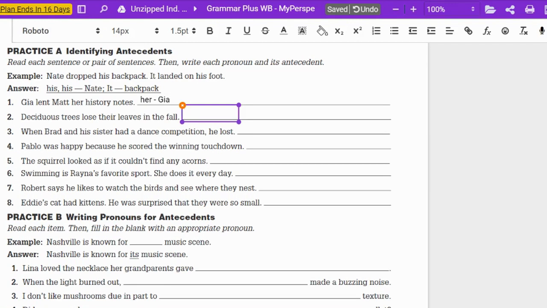Deciduous trees, these are trees that change colors and lose their leaves in the fall. So as I look through here, I see there is the pronoun. What is losing their leaves in the fall? The deciduous trees.